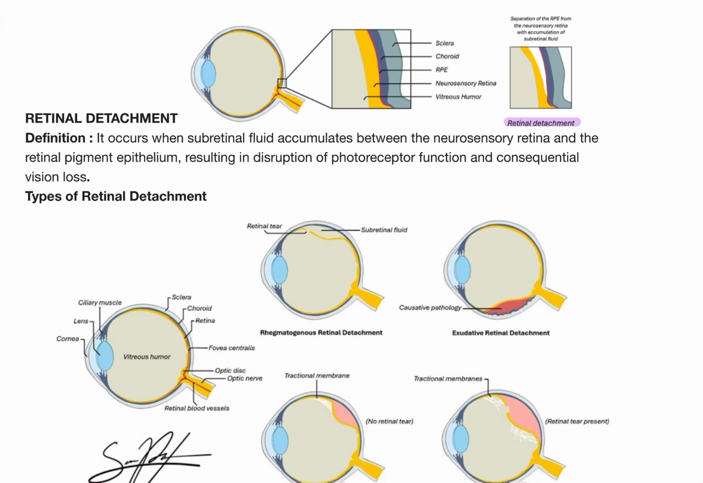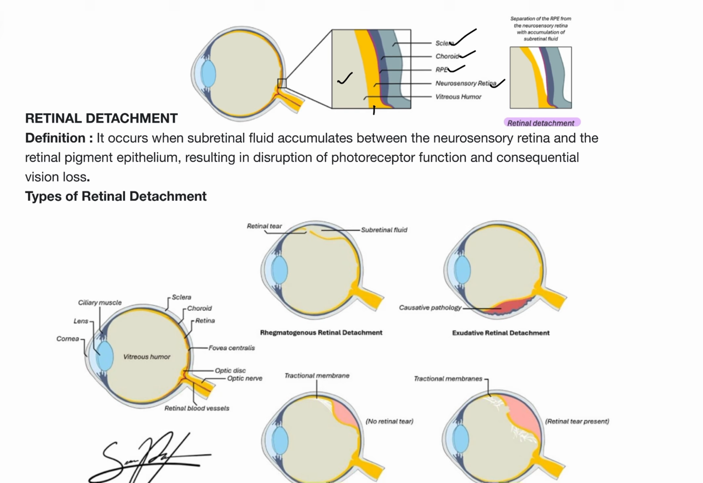So coming to the posterior segment, the posterior wall of the eye, you have these structures. You have your vitreous humor, and behind the vitreous humor you have your retina. The retina is made up of two layers, that is your neurosensory retina and the retinal pigment epithelium. Behind that you have your choroid and sclera. Okay, so what is retinal detachment?